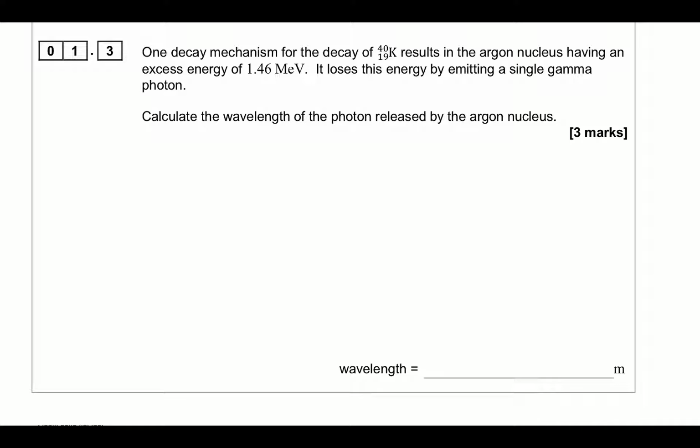Okay, so 1.3, one decay mechanism for the decay of potassium 40 results in the argon nucleus having excess energy of 1.46 mega electron volts. It loses this energy by emitting a single gamma photon. Calculate the wavelength of that photon. Energy equals hf, which equals hc over lambda. So lambda is equal to hc divided by E.